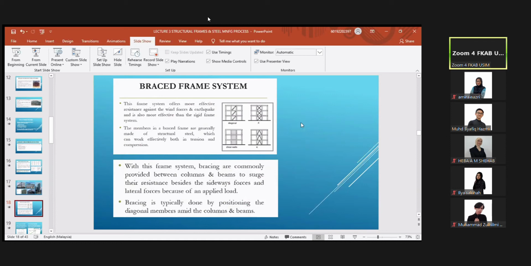Diagonal frame, they call it brace frame system. This frame system offers more effective resistance against the wind force. Lateral wind force is called lateral load, which comes from the sideway. Why is the Burj Khalifa tapered that way, from the bottom very big and wide, and as it goes up it tapers to the top until the space becomes smaller? Because of the lateral load. They want to protect against the lateral load. Once it goes higher, the wind force is very high.